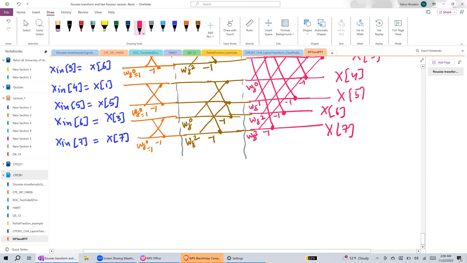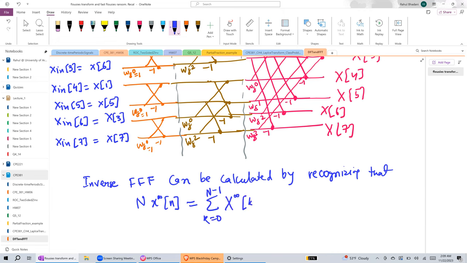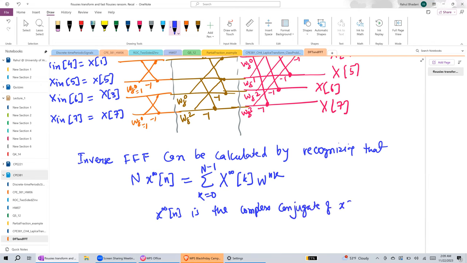And so similarly, the inverse FFT can be calculated by recognizing that N x star n, which is your complex conjugate, equals the summation over k of capital X star k W n k, and x star n is the complex conjugate of x of n.